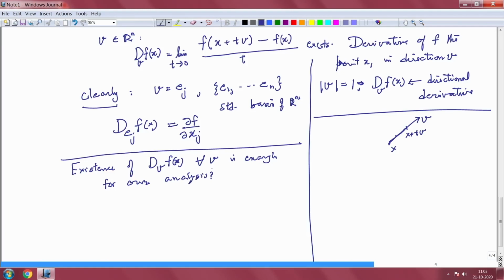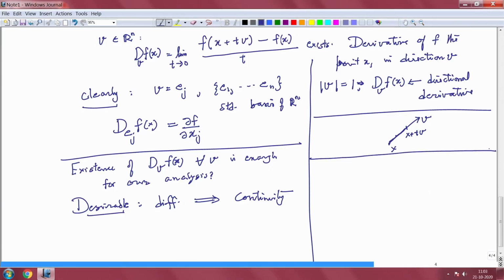Unfortunately, you may think that you are taking derivatives in all directions, and one of the desirable properties, which you know in one dimension, is that differentiability implies continuity. This is the one minimum requirement we always look for. Whenever you are defining a concept of differentiation, you look for its continuity.